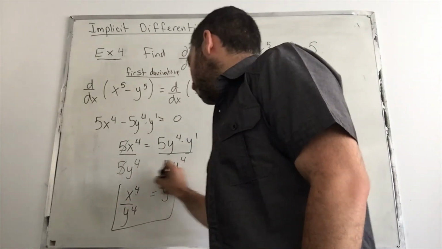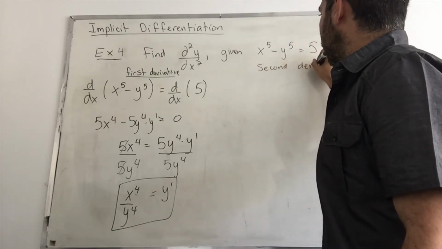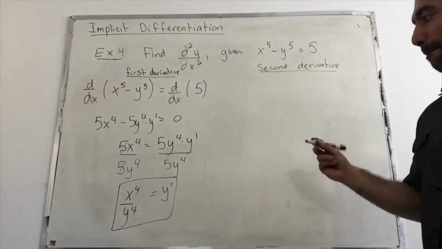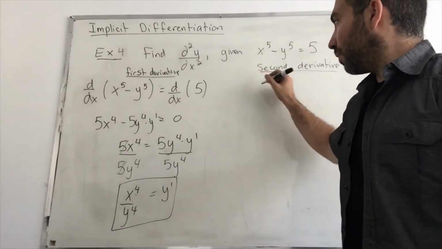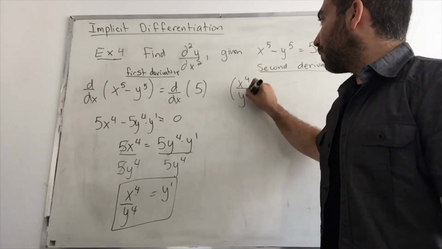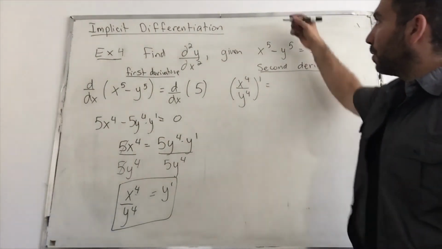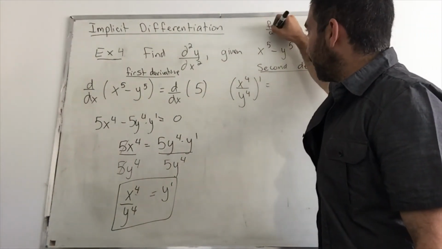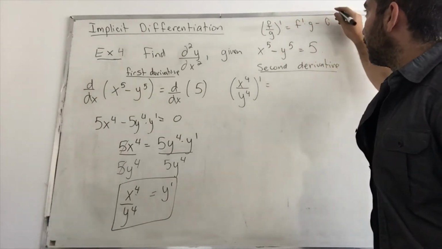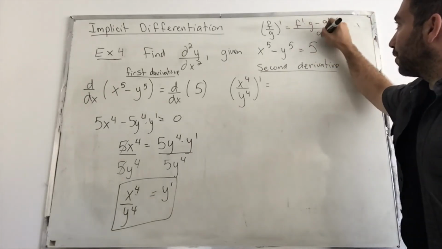This is the answer. And now let's go get the second derivative. So in order to do this, we're going to do x to the 4 over y to the 4, all that prime, using quotient rule, which, let me remind us up here. Quotient rule, if we have a division of two functions, we take the derivative of the top times the bottom minus the derivative of the bottom times the top, all that over g squared.